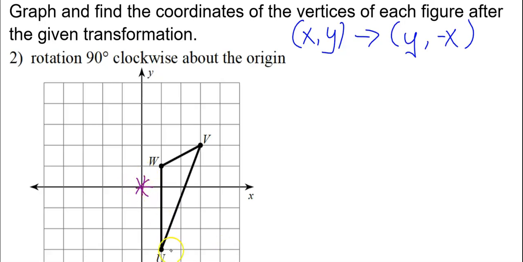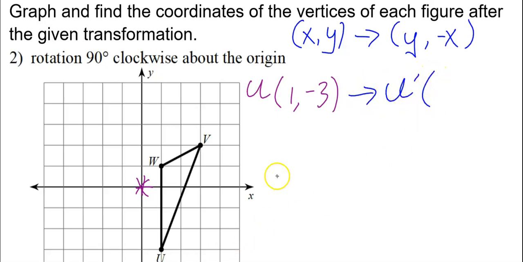Starting at the origin, let's find where U is. The pre-image for U is 1 to the right, 1, 2, 3 down. 1 right, 3 down. Let's map that onto U prime. Okay, the rule says write the Y value first.